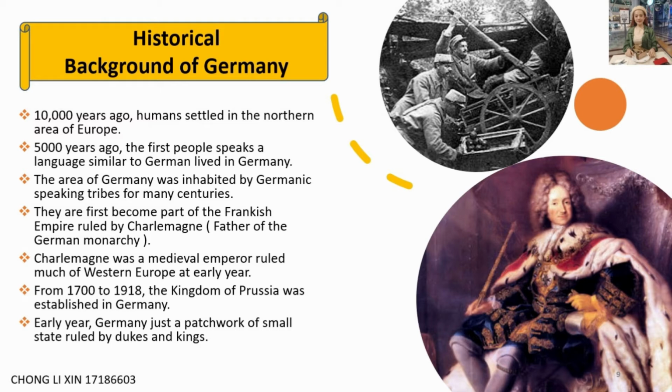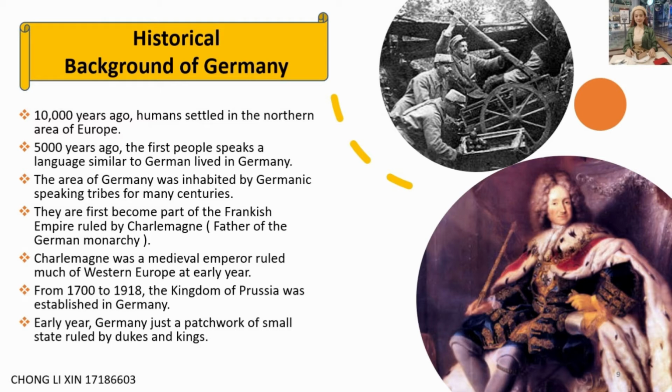5,000 years ago, the first people who spoke a language similar to German lived in Germany. The area of Germany was inhabited by this Germanic-speaking tribe for many centuries. They first became part of the Frankish Empire, ruled by a person called Charlemagne. He is also the father of the German monarchy.